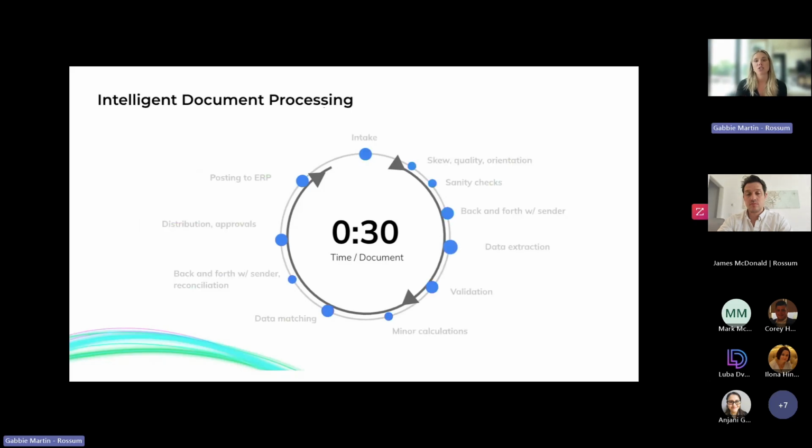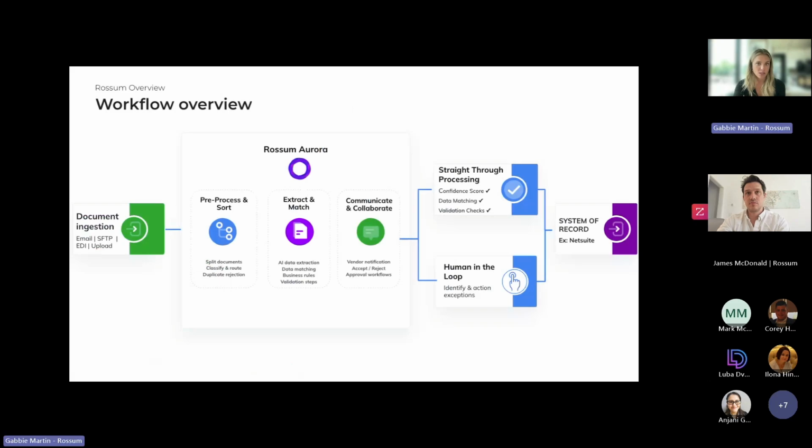So where does intelligent document processing come in? IDP would automate the process of receiving the documents, checking it, extracting it, matching it, and then posting it to a downstream system. On average, this takes about 30 seconds, and that's even if a human needs to be involved. So what does it look like to use IDP?